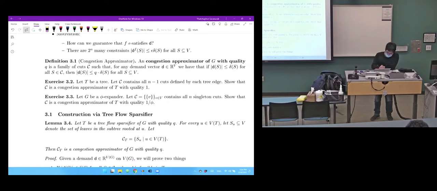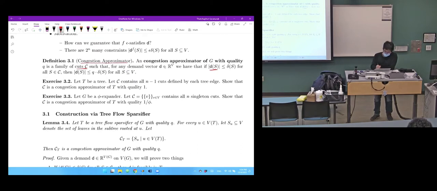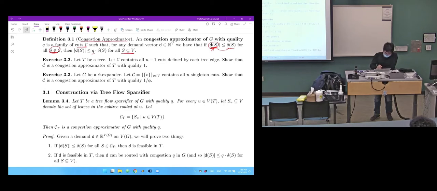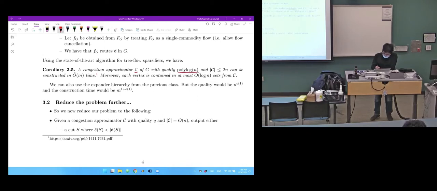So basically, we said that there is something called a congestion approximator, which is just a collection of cuts, such that if you know that the total demand on each cut in this family is small compared to the cut size, then this is true for every cut, but with some blow up factor of Q. And we show that this thing exists, given a tree flow sparsifier, and the quality is polylog.